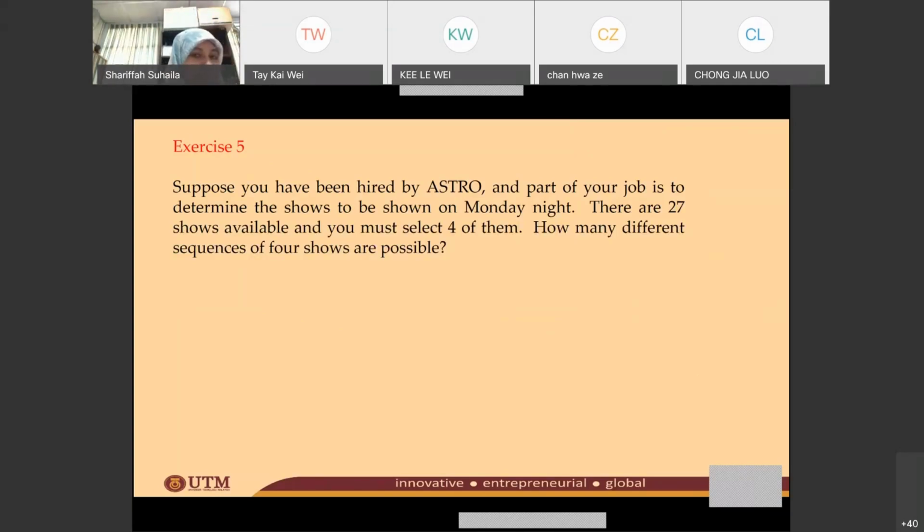And then when you read the question, you need to identify whether that question is designed for permutation or for combination. Okay, we haven't gone to combination yet. So that means the keywords here are how many different sequences. Maksudnya tertib dia. Okay, of 4 shows are possible. So that means altogether you have 27 shows P4. So you will get that answer. Okay. So that is for exercise and additional question.